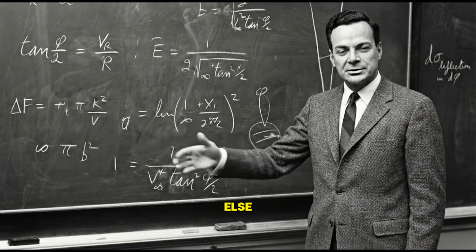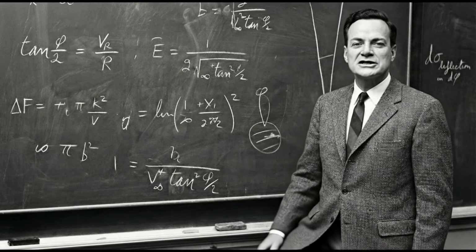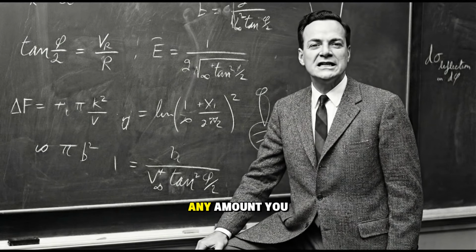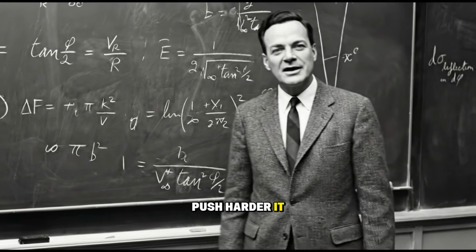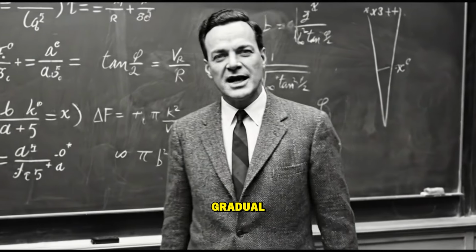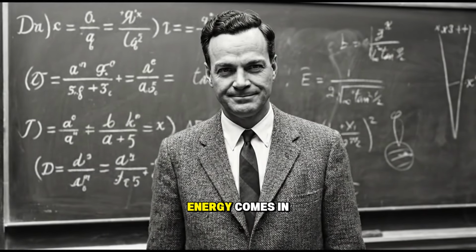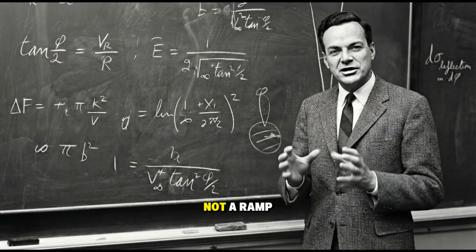Now, here's something else that classical physics got completely wrong. Energy. In the everyday world, energy seems continuous. You can have any amount you want. Push a car a little, it goes a little. Push harder, it goes more. Smooth, gradual, any value is possible. But in the atomic world, energy comes in steps, specific amounts, like a staircase, not a ramp.